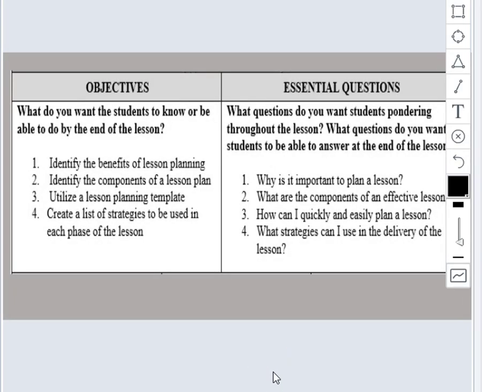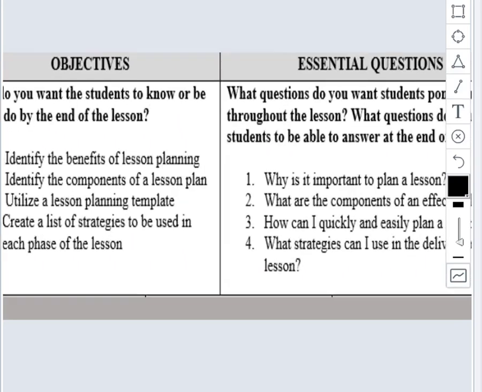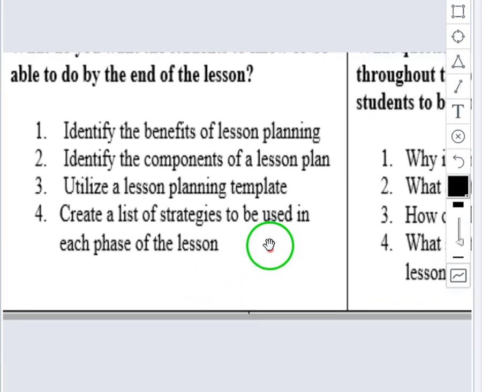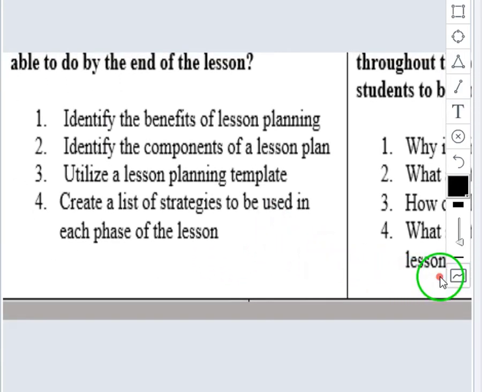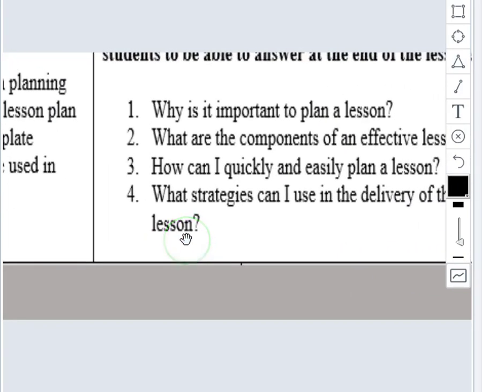As an example, these are the objectives and the essential questions for the session that we're in right now. I use this template for everything that I do, and have used it for a while, because all of the templates that I was given were multiple pages long, and I didn't really care for them. So I took an amalgamation of a lot of different templates and the parts that I liked, and combined them into this. Anyway, our objectives we've already talked about, right? Identify the benefits of lesson planning. So an essential question for that could be, why is it important to plan a lesson?